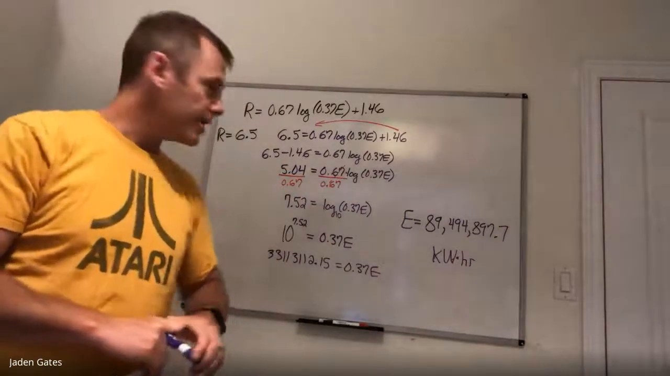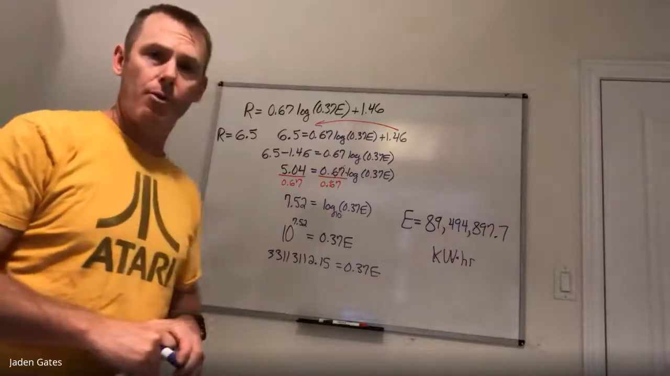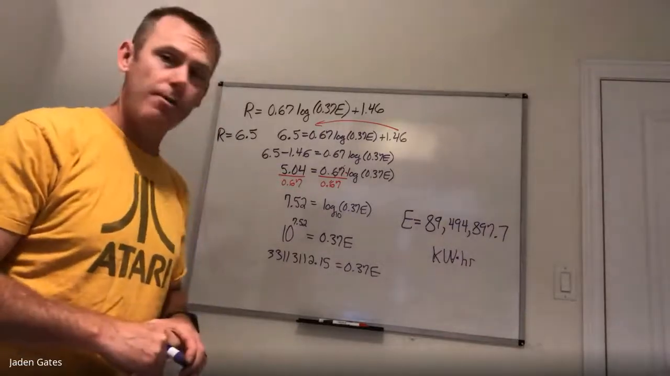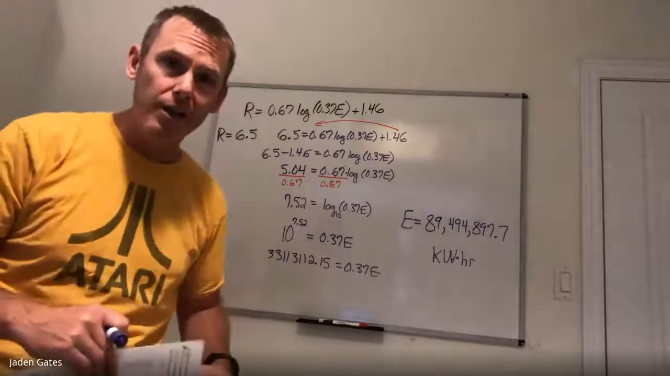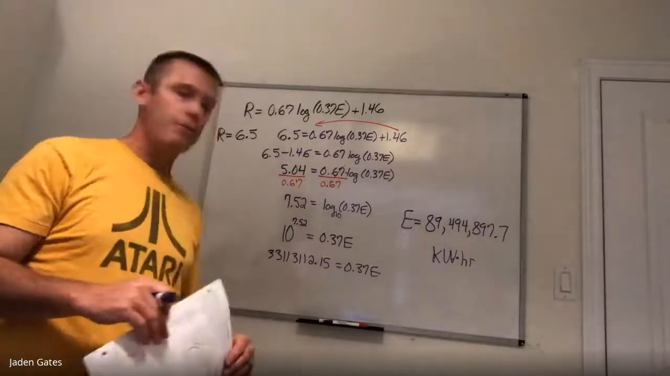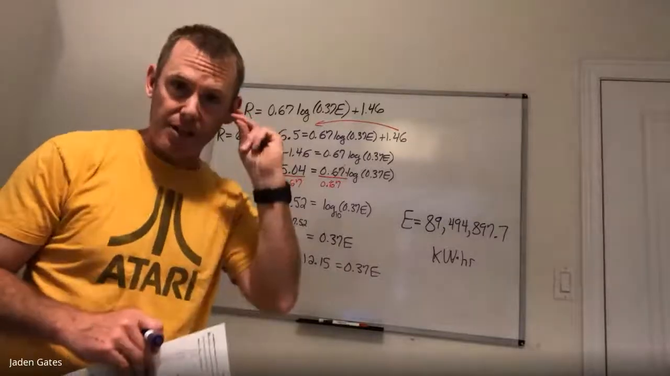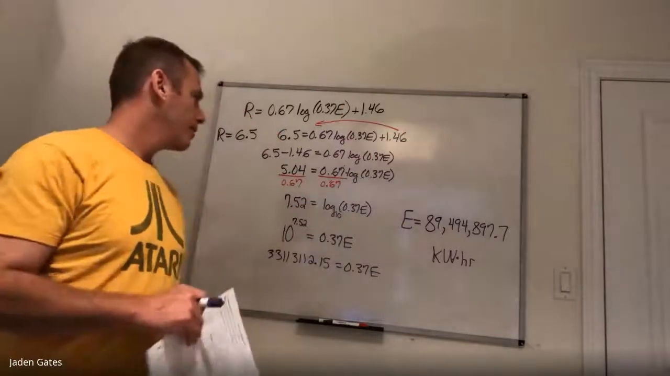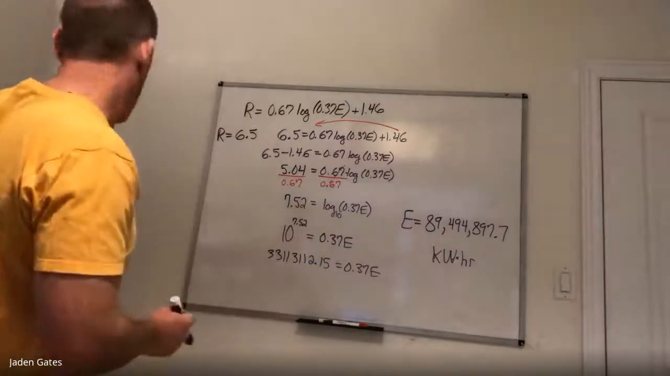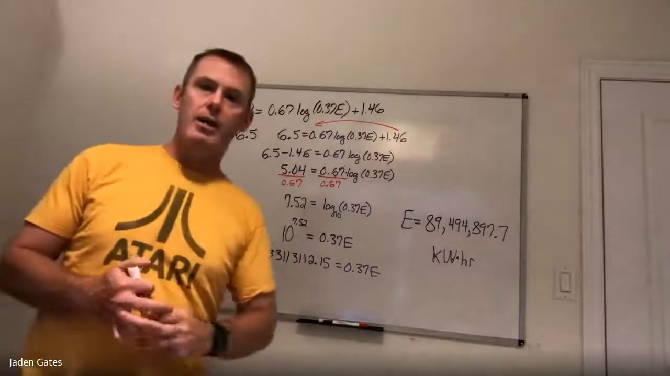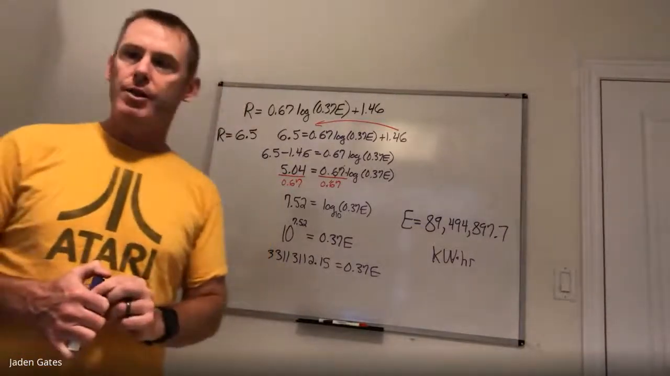The average house in a month probably uses about 1,500 kilowatt hours of energy. This one's using 89 million. That's released instantly. All right, so that again is exponential equations. That's day 8, 9, logarithmic functions.